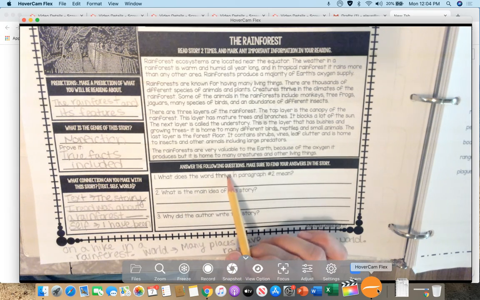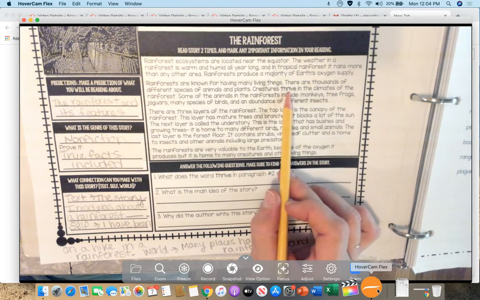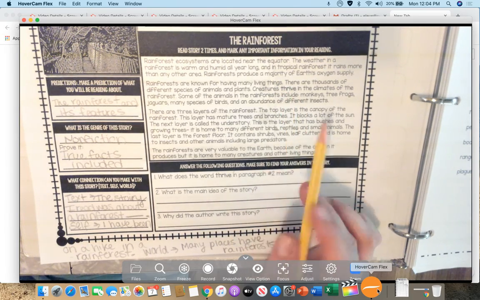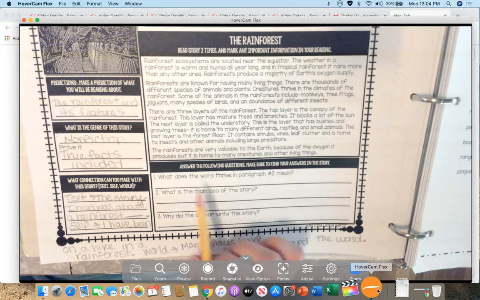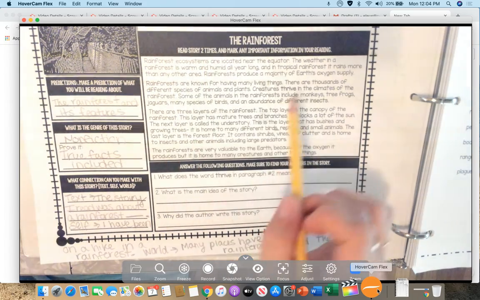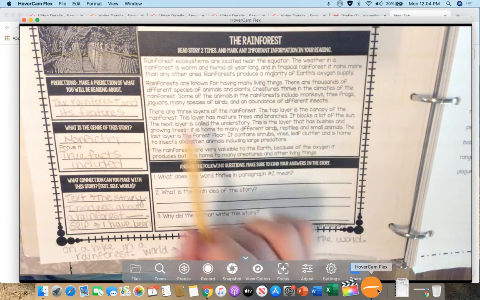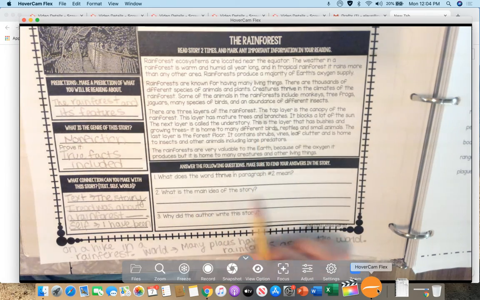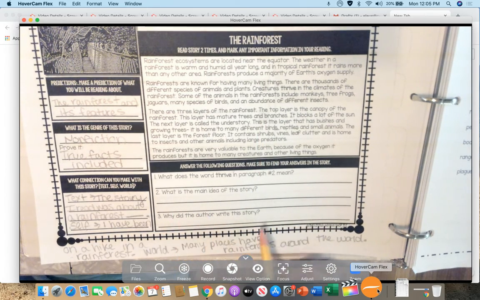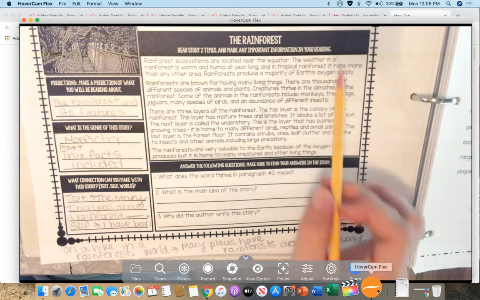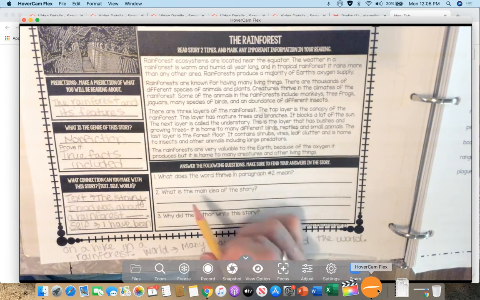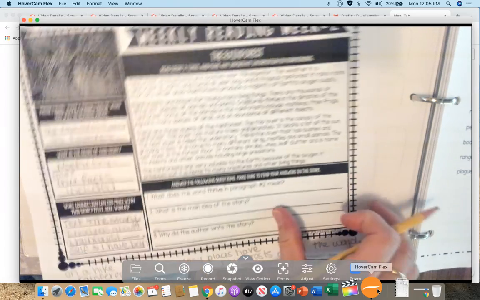What does the word thrive mean? So go find the word thrive, and if you need help, look it up online. What is the definition of thrive? Number 2, what's the main idea? We've been practicing this in class and at home. What's the main idea? If you could summarize this entire article in one sentence, what is it mostly about? Why did the author write this story? Why did the author tell you all these things about the rainforest? This directly relates to the main idea.